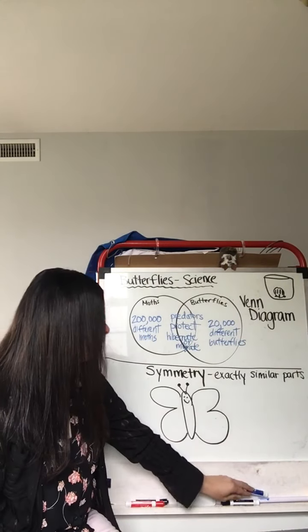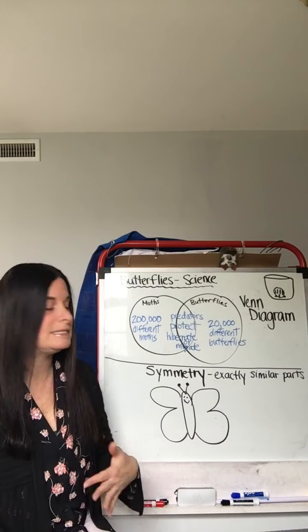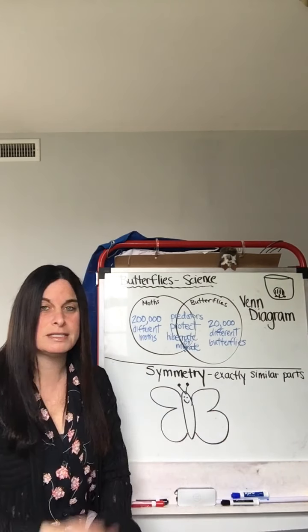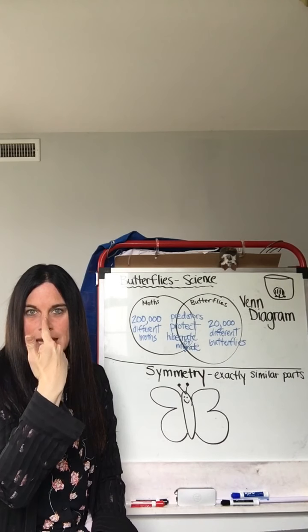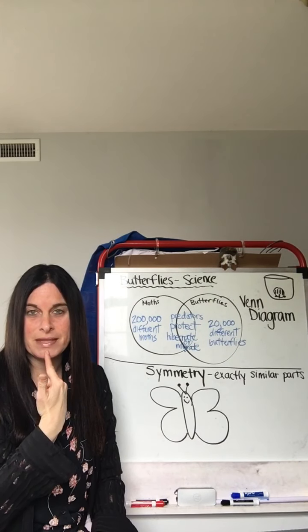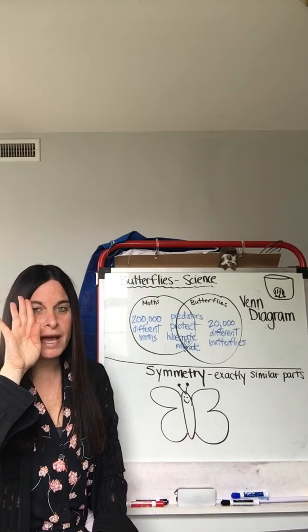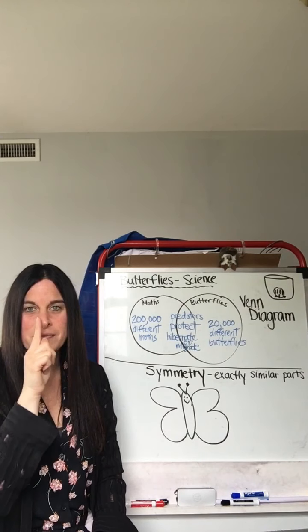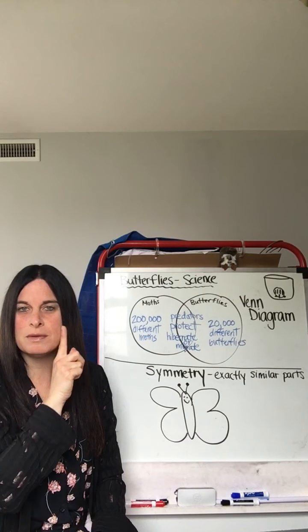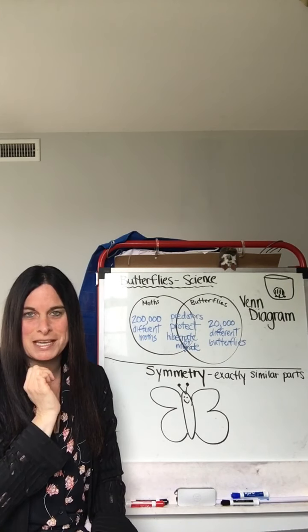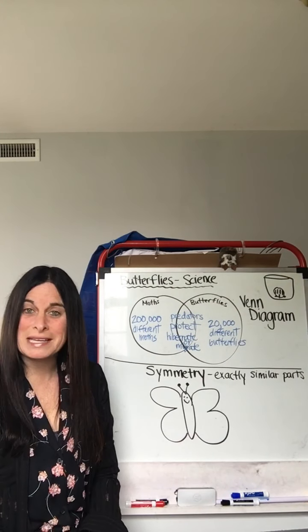Now, something else I wanted to talk to you about was symmetry. Symmetry means the same, exactly similar parts. In fact, our face has symmetry. If I were to make a line down my face, you would see the same thing on one side as you do on the other side. I have one eye over here, one eye over here, one nostril, one ear. My lips, if I divide them in half, would be the same on each side. One cheek, one cheek. Well, the butterfly also has symmetry in its wings if you look at it very closely.